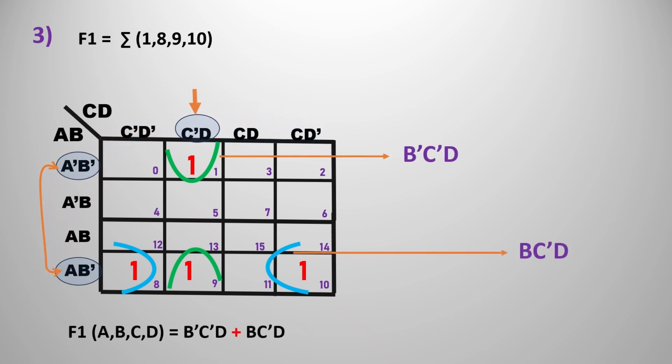So if you consider the second group, the green highlighted group, we consider the first row, going from a bar b bar to a b bar. Since b bar is not changing, the output contains b bar. In the column, which contains c bar d, the output contains c bar d. The output equation would be b bar c bar d.